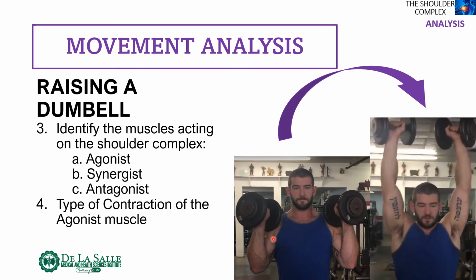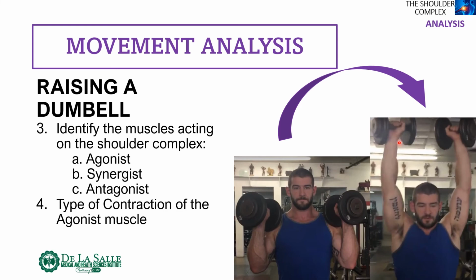For the antagonist muscles, it will be those muscles acting opposite to the agonist and the synergist muscles. So we have your shoulder extensors, such as your latissimus dorsi and posterior deltoid, and your downward rotators: rhomboid, pectoralis minor, and levator scapulae. As to the type of contraction of your shoulder flexors, we have concentric. Why? Because the muscle must shorten concentrically in order for the patient to lift the weight up against gravity.